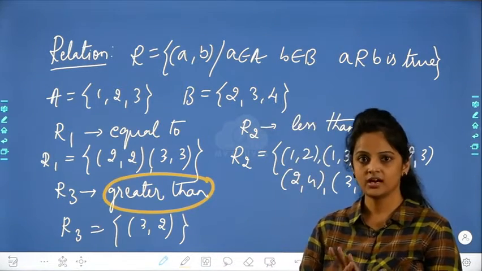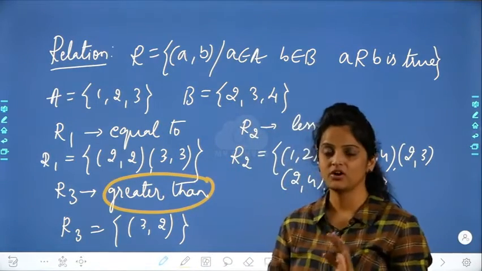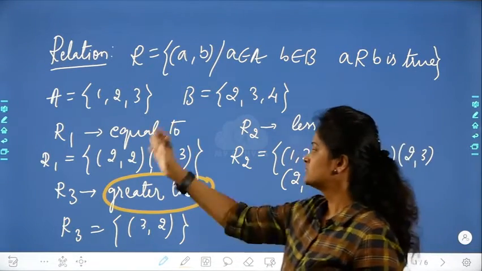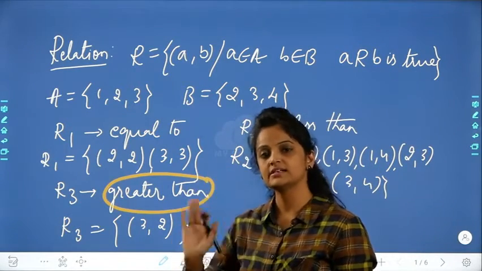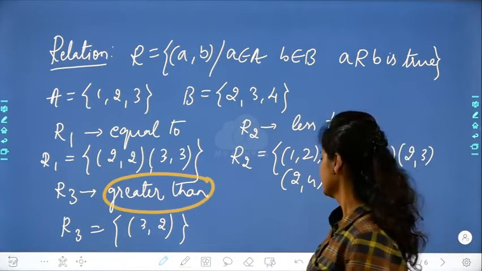Okay, understood? So whichever relation you have taken, that decides which ordered pair should come in it or shouldn't come in it. Okay, so 3 examples I have taken. Is that clear for you? Okay, one more thing I have to tell you in this.